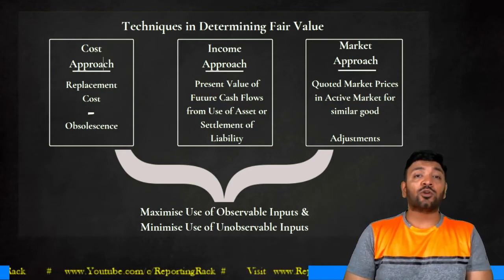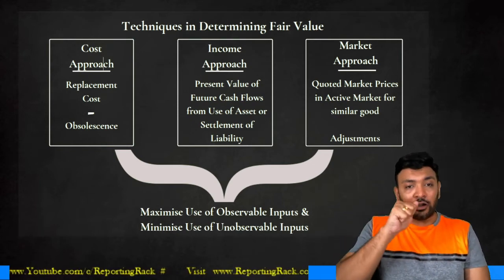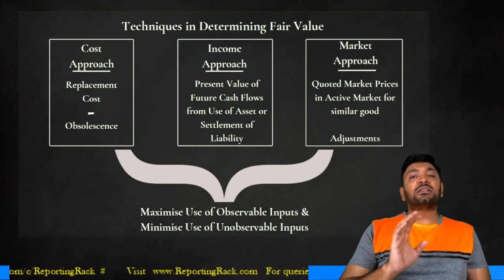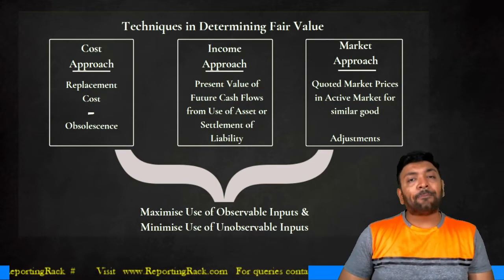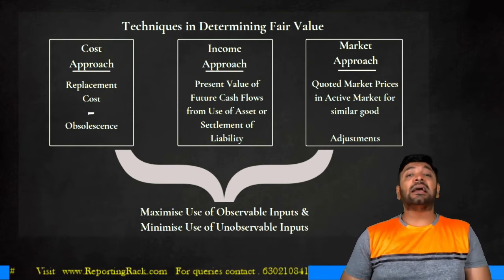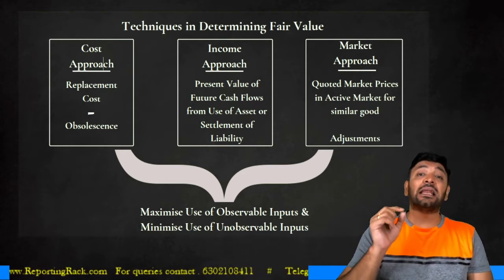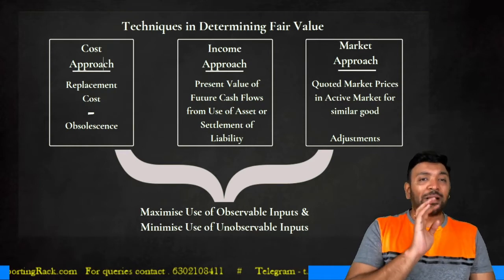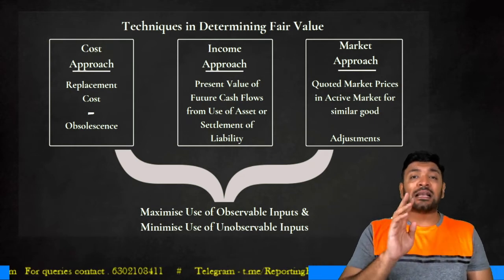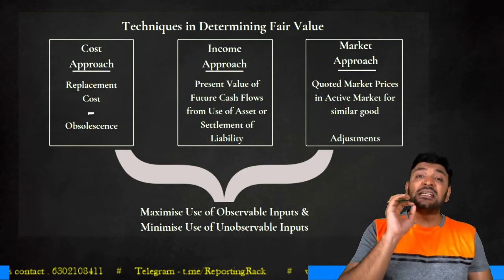What do you mean by cost approach? The cost approach of determining fair value is the cost of purchasing the asset on today's date minus the obsolescence of the asset. For example, I've used a vehicle for 2 years. Applying a cost approach, I can determine the fair value. If I have to buy the asset today, it would have cost me 10 lakhs. But since I already used it for 2 years, there is a certain amount of obsolescence. So 2 years depreciation is reduced at the rate of 20%. Therefore, about 2 lakhs each year, 4 lakhs is reduced. And finally, the fair value of that particular vehicle is 6 lakhs.